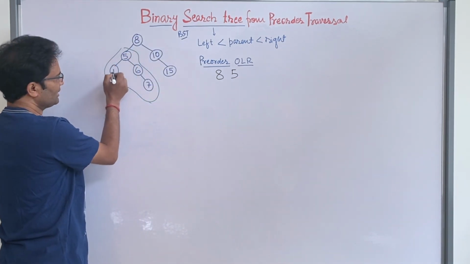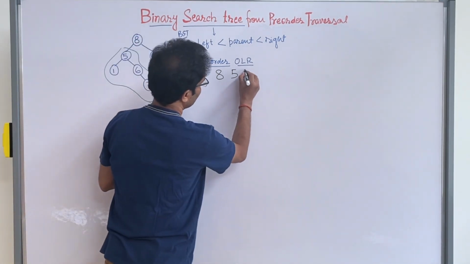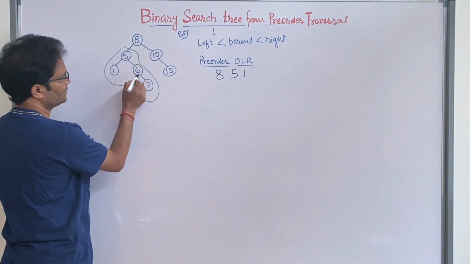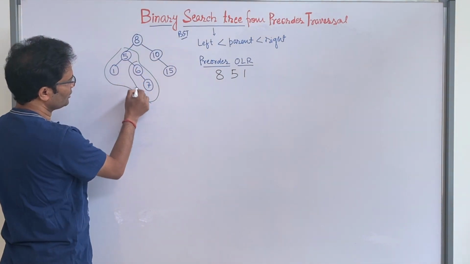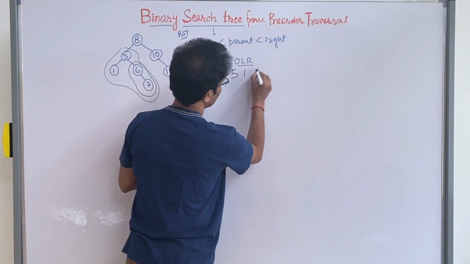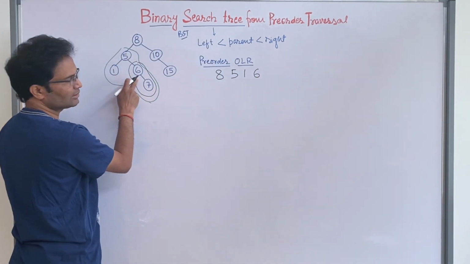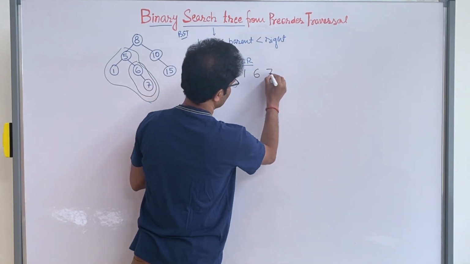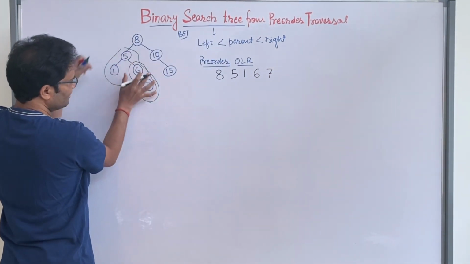For this parent, what is the left? 1. Put the 1. So left, parent, right. What is the right? Again you encounter one subtree. So for that, what is the parent? 6. And there is no left, so you skip the left and the right is the 7. We have done the left side subtree.